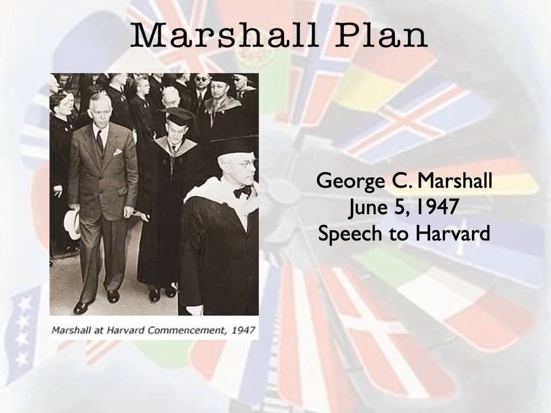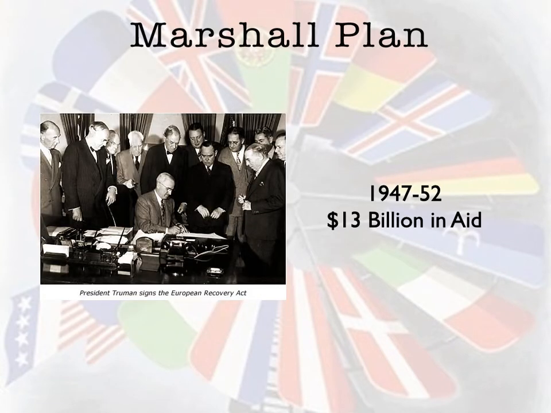And so he asked for an investment. Between 1947 and 1952, we were going to send $13 billion in aid to the countries of Europe to help them do just that. Think about it. Europe has been at war for 7 years. Roads, factories, airports, all kinds of things are destroyed. This money was to help build that infrastructure back up.